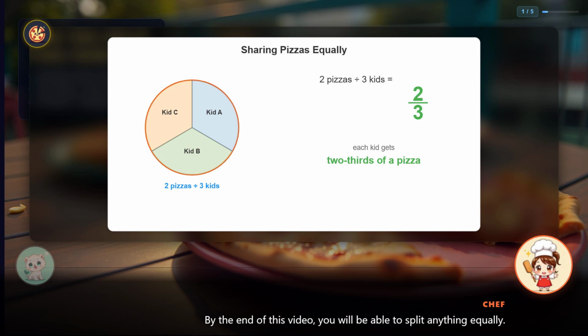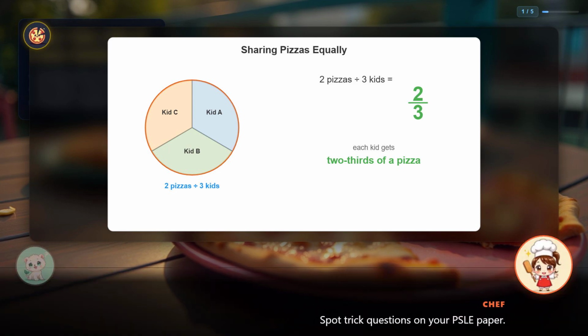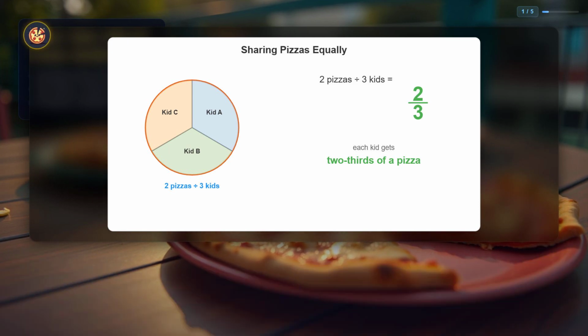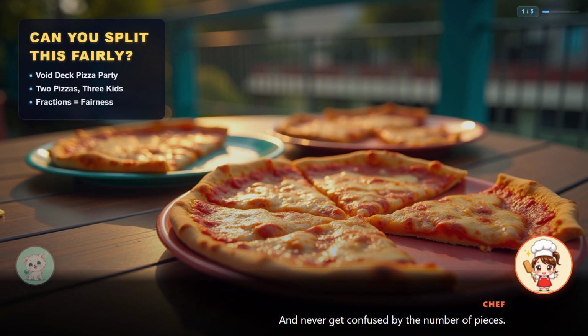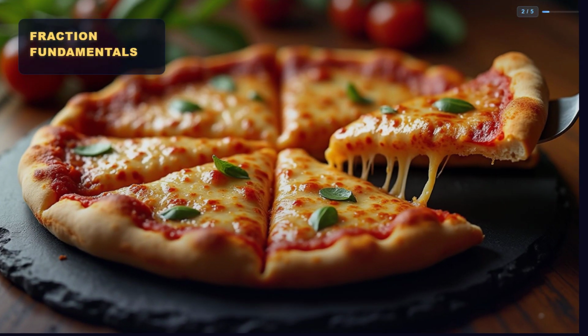By the end of this video, you will be able to split anything equally, spot trick questions on your PSLE paper, and never get confused by fractions again. Let us slice into it.